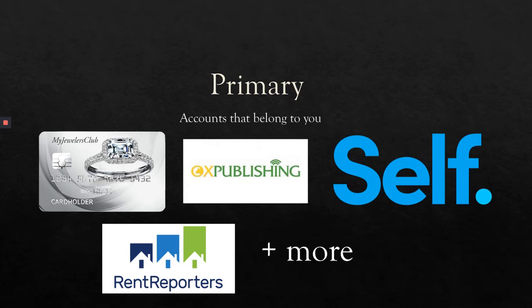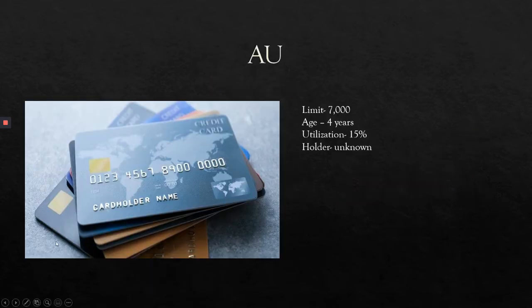And I'm actually going to show you a little trick with Rent Reporters. I'm going to show you how to report your rent history and add that history to your credit. But I'm also going to show you how to multiply that by like 3-4 times. So that's pretty cool. And then we have AU trade lines.